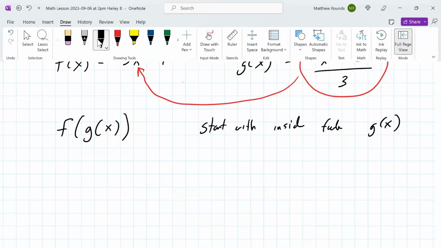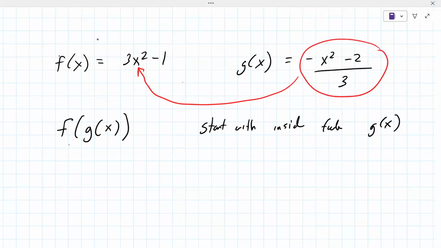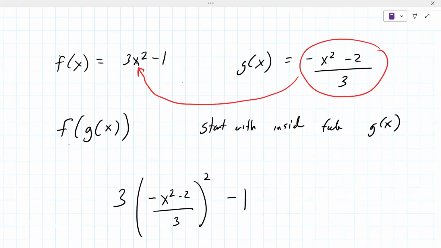So you are literally putting this whole function, which is all of this, in for x. So it's 3, and then you can imagine instead of x, it's minus x squared minus 2 over 3 squared minus 1. Do you kind of see how instead of this x, everything in parentheses is that x from over here? Yes. Okay, that's a good start. If you can do that, you're in good shape here.